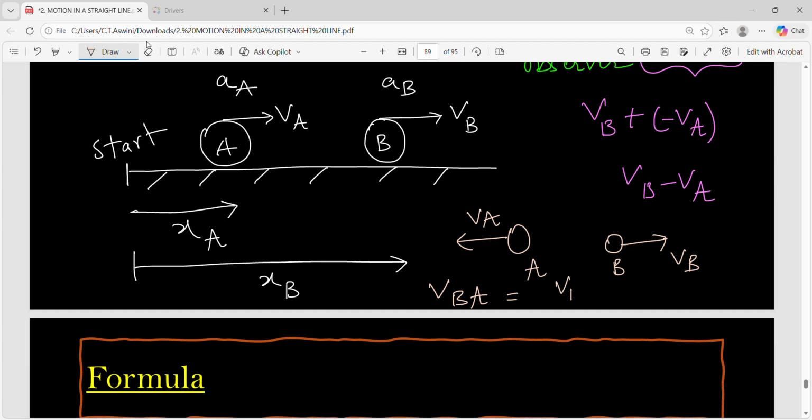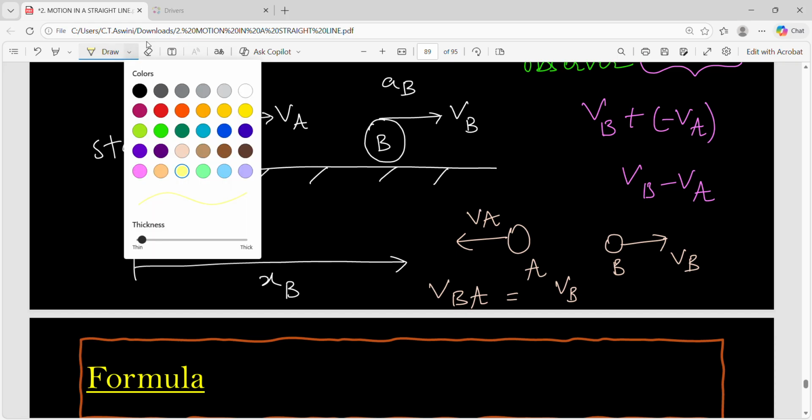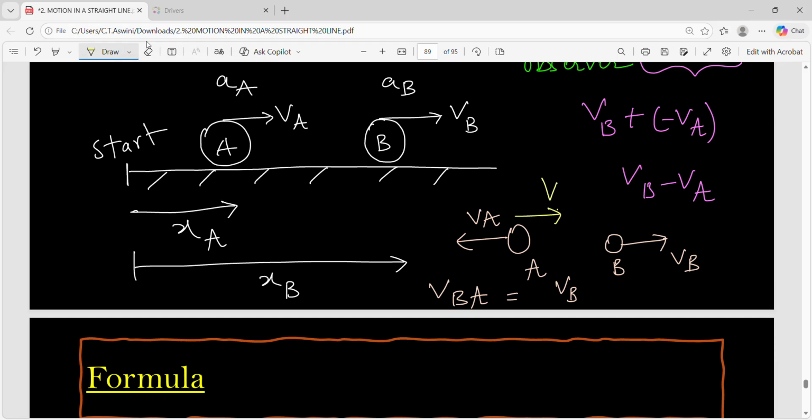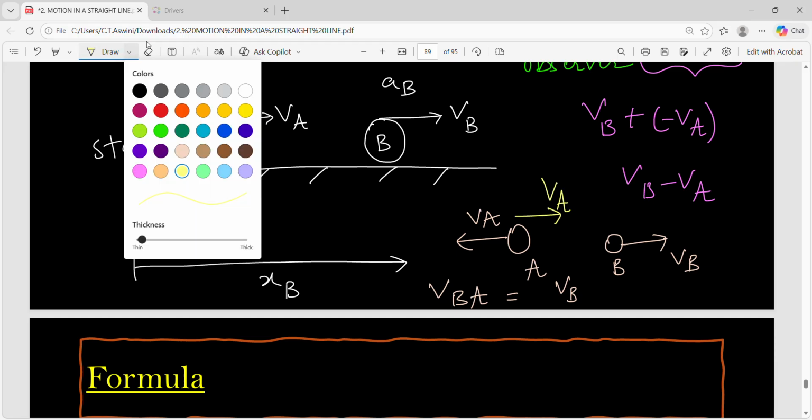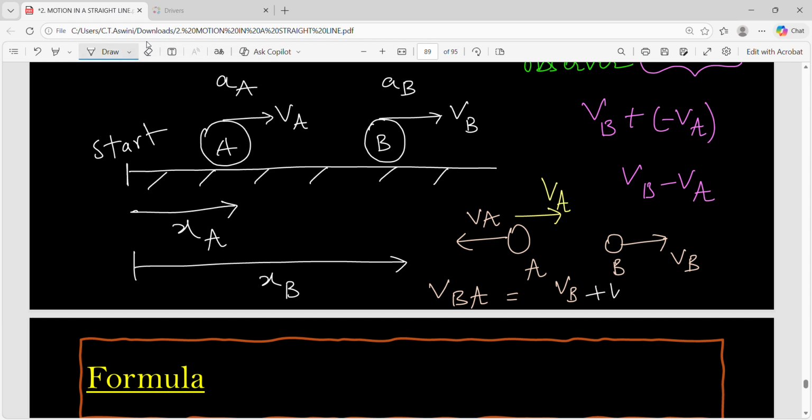So what will we do? We'll take the velocity of B. It is in the positive direction, so plus VB. We will reverse the direction of A. Actually, where is the direction of A? Towards negative x. You have to reverse its direction. That means what should we do? We should take it along the positive x-axis. Reversing is done. And now you have to add positive x, so plus VA. So what is the relative velocity of B now? It is VB plus VA.